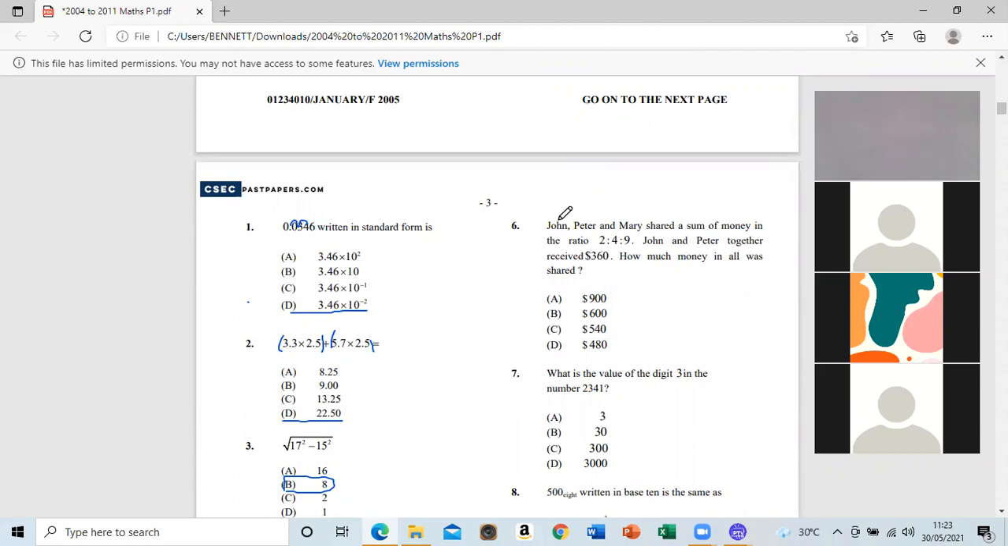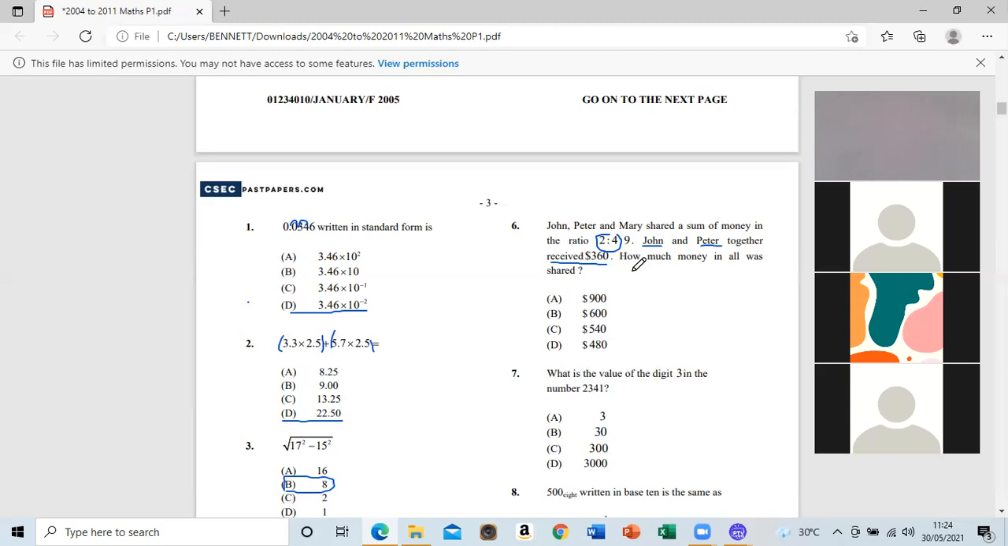So let me reason this. He said John, Peter, and Mary shared a sum of money in the ratio 2 to 4. So John and Peter, we could focus on them two. And he said together they received 360. How much money was shared? So that's a total of 6 shares, right? Guys, are you with me? The total share would be 6, right? That's 2 plus 4, which is 6. So if 6 shares give you 360, that means that 1 share is 60.